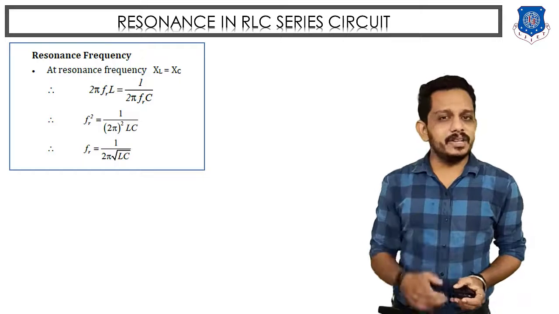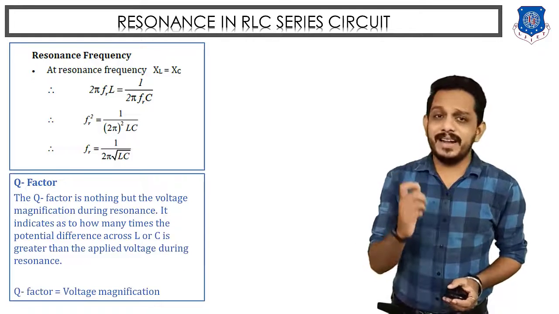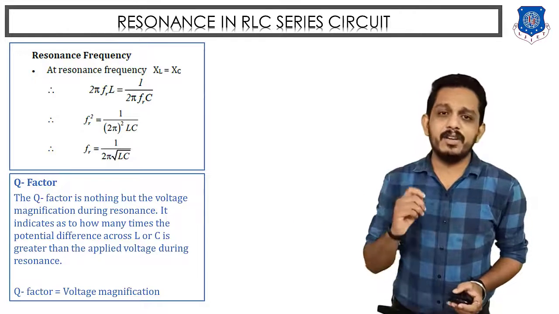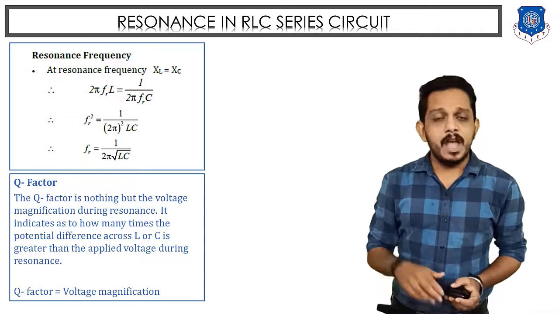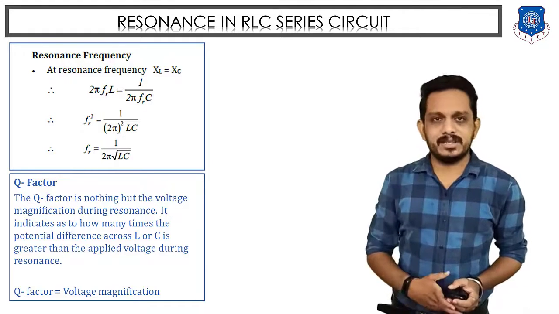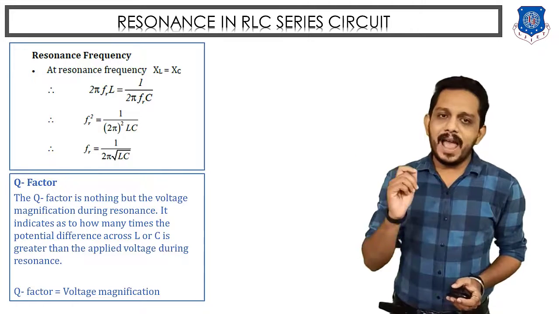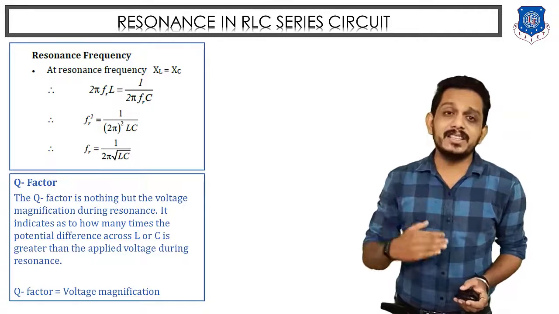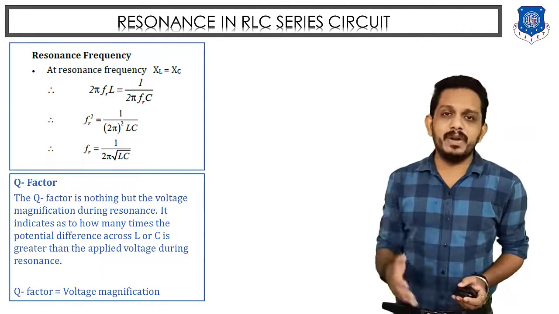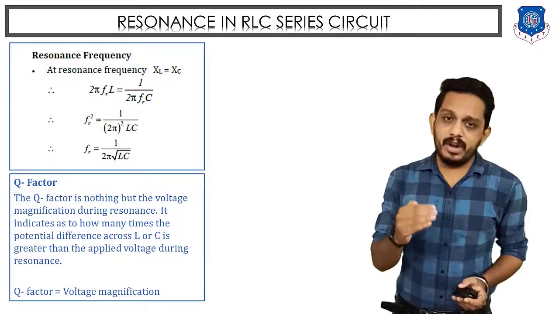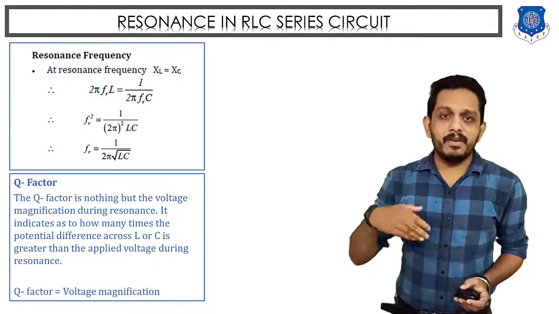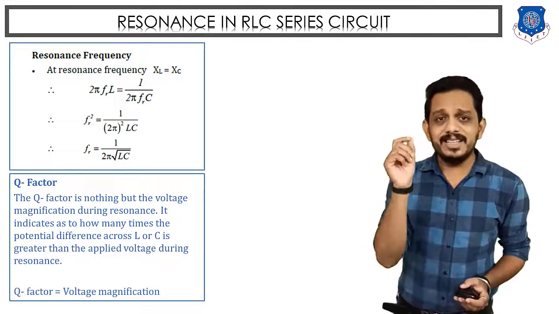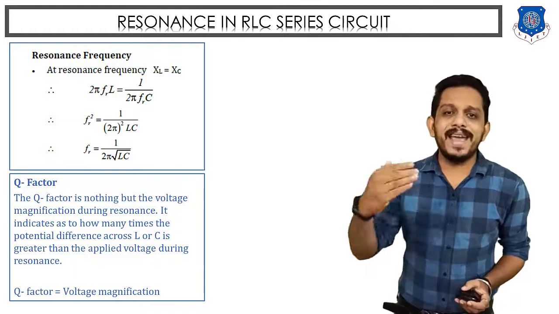Now let's understand the next definition, which is the Q factor. Q factor is nothing but the voltage magnification, because at the time of resonance the voltage across the inductor and the voltage across the capacitor become extremely high compared to the supply voltage. Generally it should not be like that. The supply voltage will always have the higher value and the voltage drop across an element should have a lower value than the supplied voltage. But in the case of resonance, our voltage magnifies.